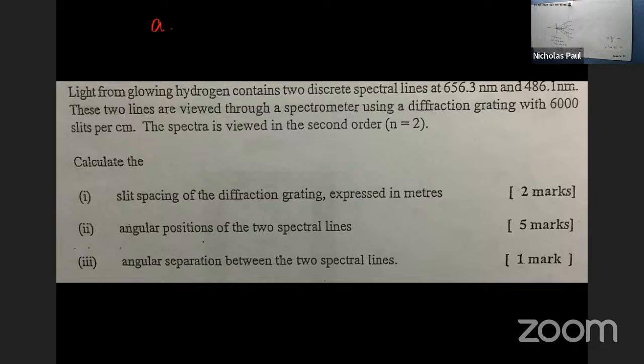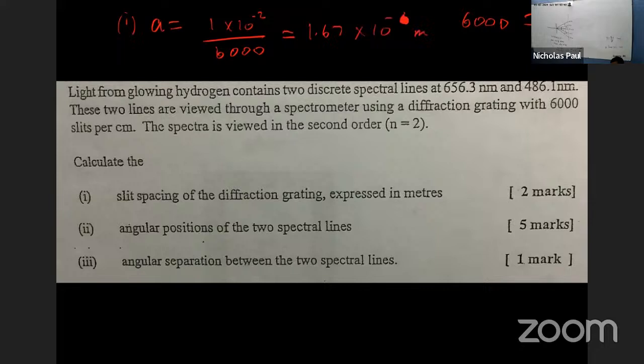So to find A, that's part one. Remember it was 600 lines per centimeter. Right? So you have to convert to meters. So A would have been 1 by 10 to the minus 2, that's in meters, divided by 6,000. How much is that? 1.67 by 10 to the minus 6. I don't want to say all the time, but most of the time the answer is around minus 6.